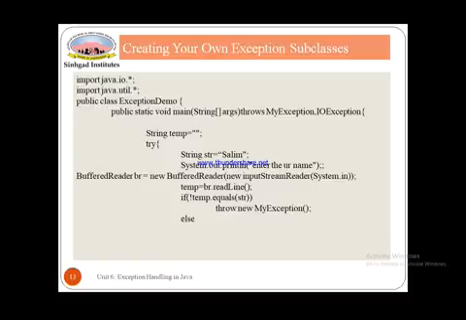Then there is another example, ExceptionDemo. In the main method, public static void main(String args[]) throws, which types of exceptions does it throw: MyException, IOException, etc. So String temp means we declare one string and the name of the string is temp. In the try block, String str is equal to "Salim", means the name is assigned to str.